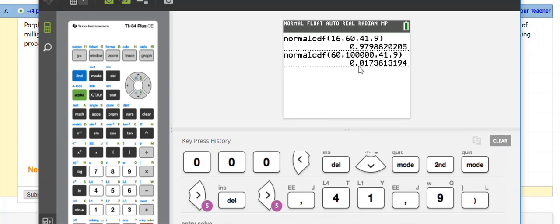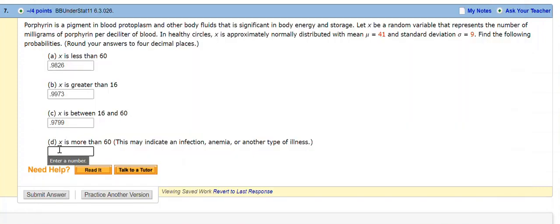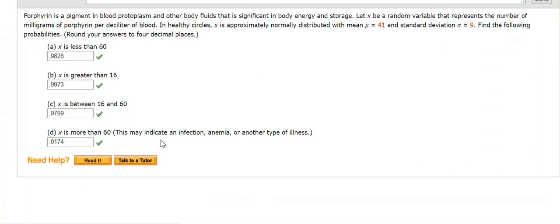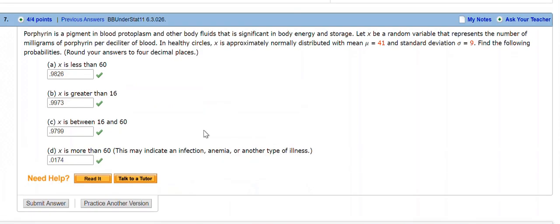And I get 0.0174 if I round to 4 decimal places. So 0.0174. Okay, and then I'm going to submit my answers and cross my fingers that I did them all right. And it looks like they are all set to go. So that was number 7.